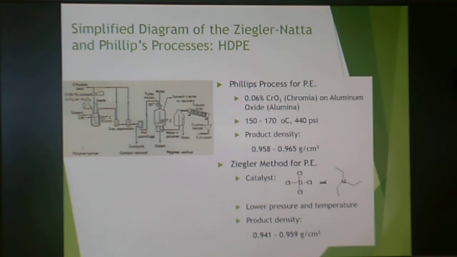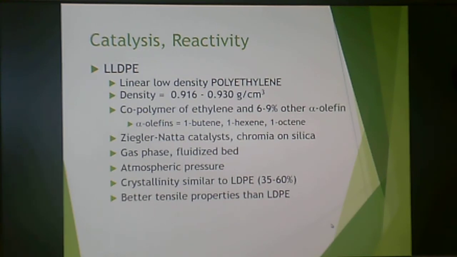So this is a diagram of the Phillips process. Once again, this is not something you're really going to be quizzed on, but this just kind of shows the setup and the type of reaction conditions. So 0.06 chromia on aluminum, 150 to 170 Celsius. This is, believe it or not, a relatively low temperature and relatively low pressure to produce high density material. And this is the Ziegler-Natta procedure, so lower pressure and temperature and similar product density.